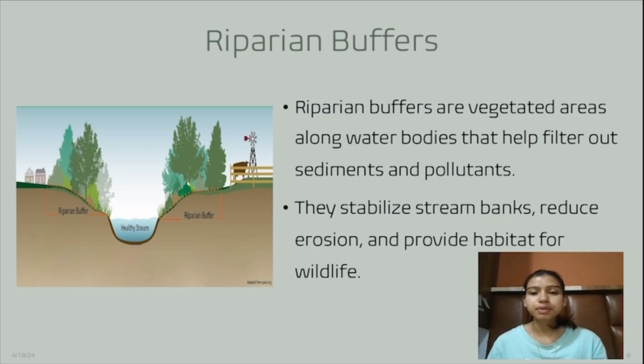The next is riparian buffers. Riparian buffers are vegetated areas along water bodies that help filter out sediments and pollutants. As you can see in the picture, there is planting on the sides and in between there is a healthy stream. They stabilize stream banks, reduce erosion, and provide habitat for wildlife, as the planting is right beside the stream.